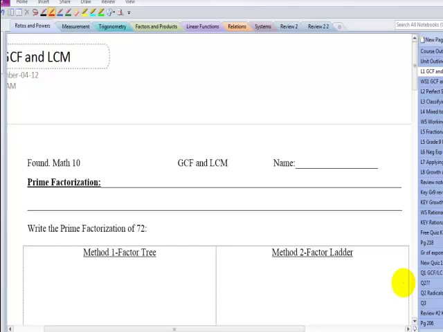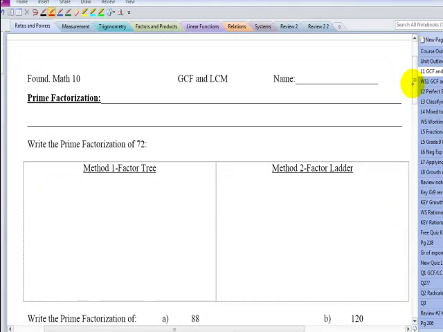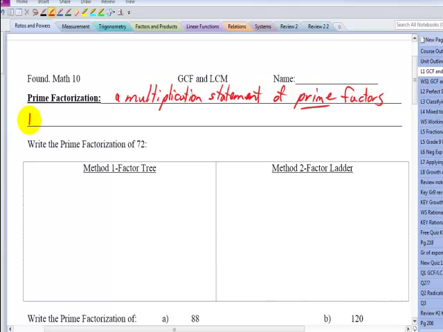Okay. Prime factorization. Good. So prime factorization, it's a multiplication statement of prime, underlined prime factors. Okay, so that's different than factors. Right?